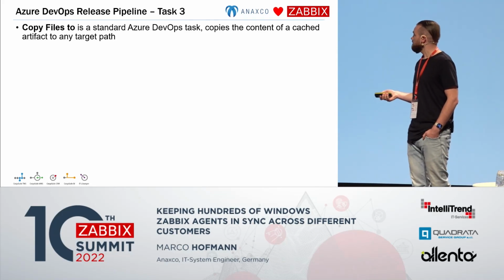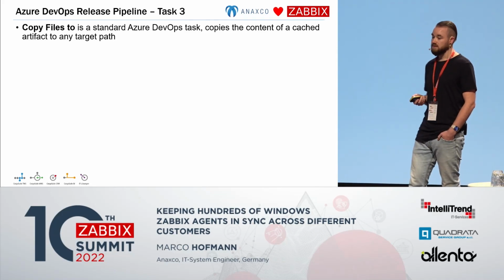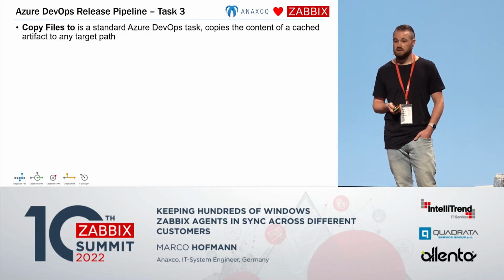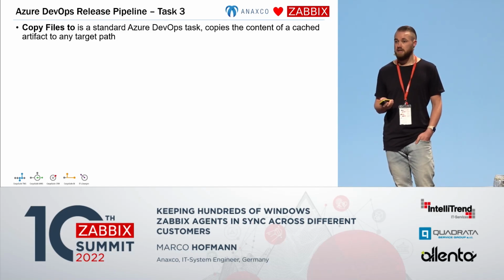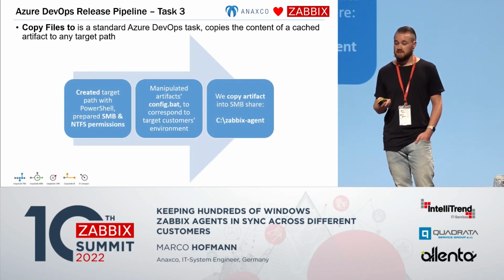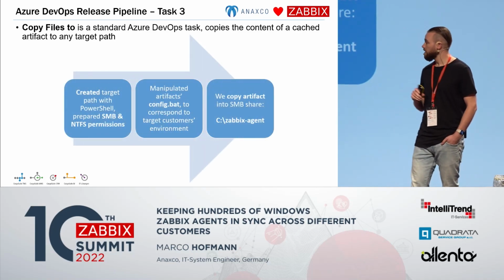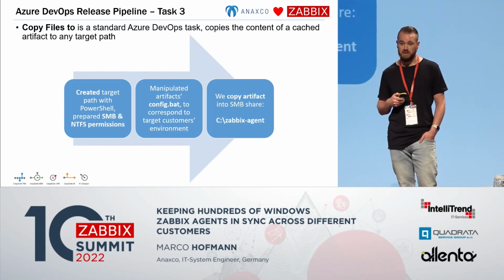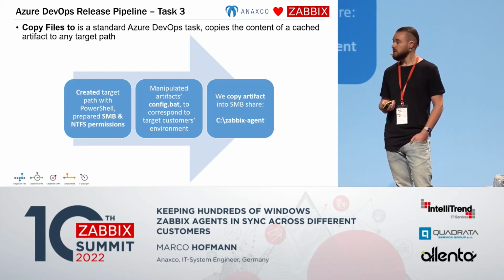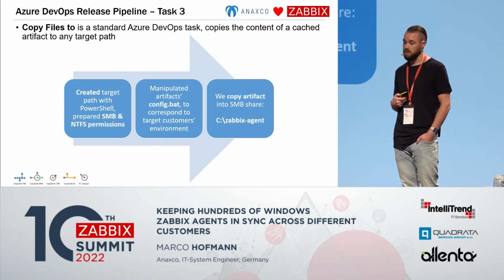And the third task is the copy files to task, which is a standard Azure DevOps function that will simply copy over the content of an already cached artifact. So in this case, we first already created the target path during our first task with PowerShell and created the SMB share with the NTFS permissions accordingly.